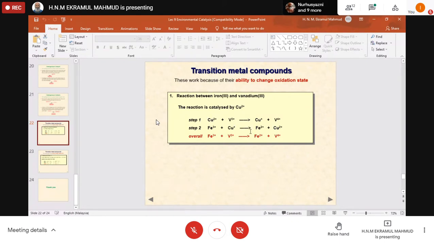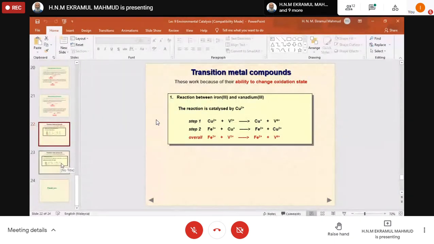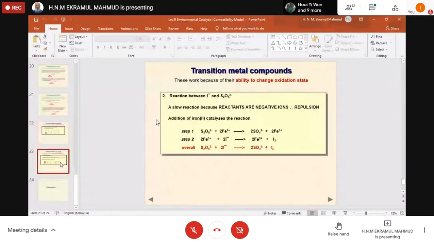Fine. Then the overall reaction will be ferric ion plus vanadium 3 ion. All will be cancelled. Now ferric ion is reduced to ferrous, and vanadium 3 plus is oxidized to vanadium tetra, that means V4 plus. So this way we have transition metals acting as a catalyst.